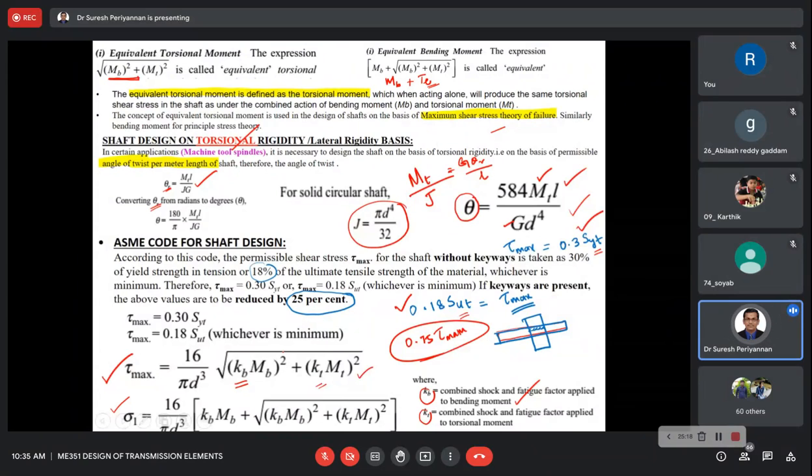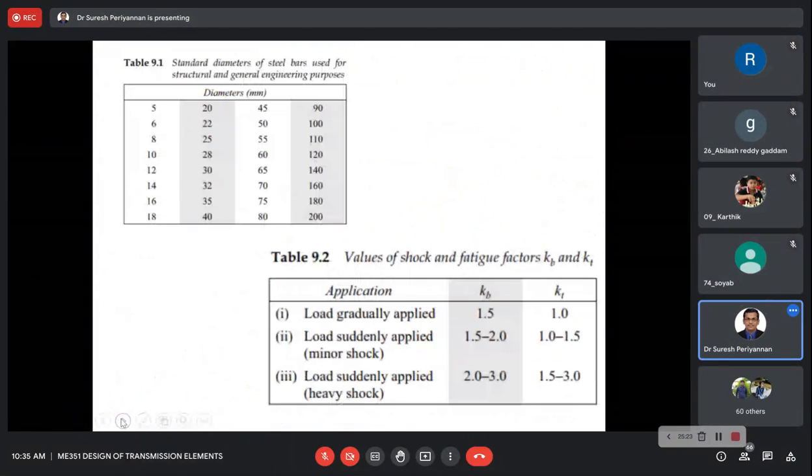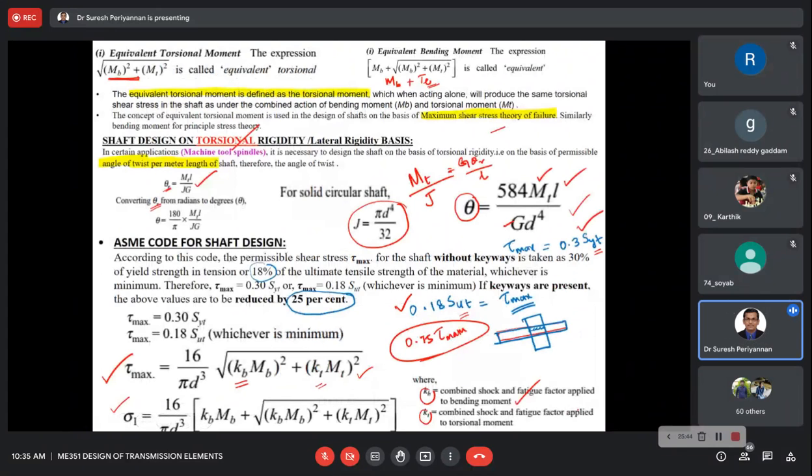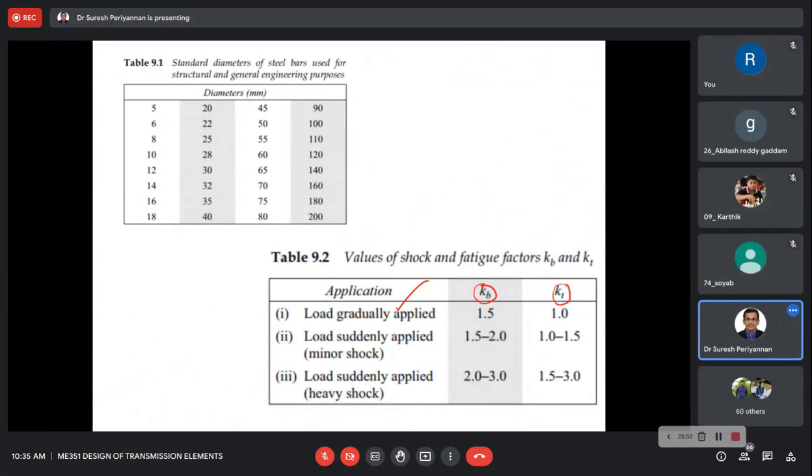People have already gone through multiple experiments and research, and came to know the standard values. For load gradually applied, the Kb value is going to be 1.5 and the Kt value is going to be 1. Kb is the combined shock and fatigue factor applied for the bending moment. Kt is the combined shock and fatigue factor applied for the torsional moment.